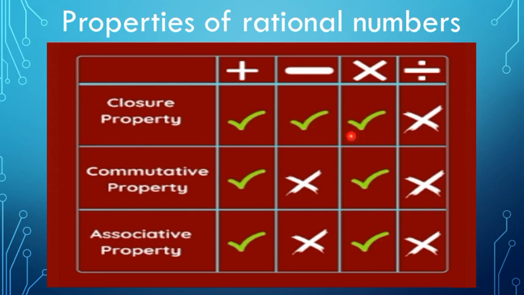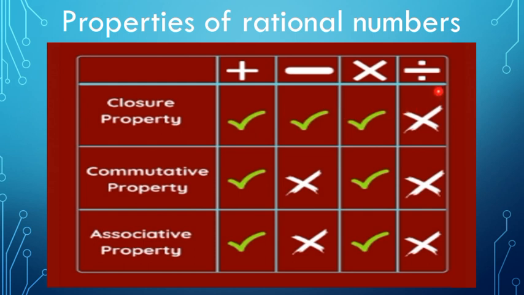Now, multiplication. So, minus 3 by 2 into 1 by 2. You get minus 3 by 4. So, multiplication is closed for rational numbers. Now, subtraction. Minus 3 by 2 minus 1 by 2. You get minus 2. So, subtraction is also closed. That is, when you add, multiply or subtract, you get a rational number only.